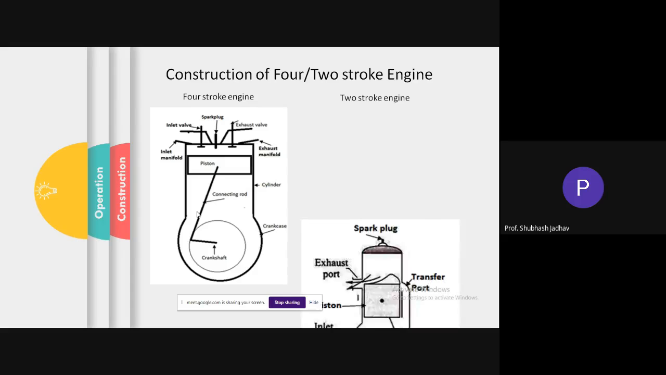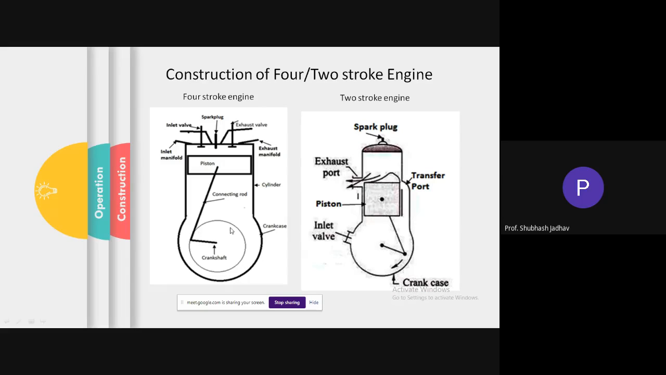Now, when you compare this to a two-stroke engine, it is something like this. In this slide, you can clearly see the constructional difference. Here you can see this is a two-stroke engine, and this is the combustion chamber. Now, the inlet manifold will be connected here, and that means the air or the mixture is going to come in from here. And the exhaust manifold is here. So this is your exhaust port, and this is your inlet valve connected to the inlet manifold.